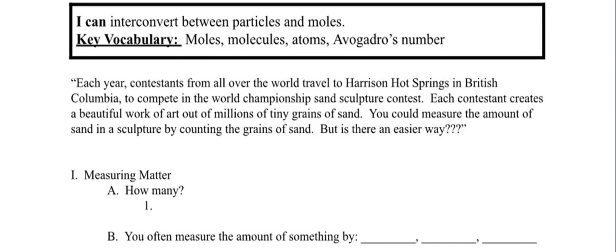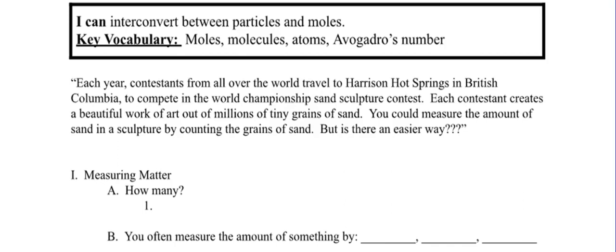We have learned how to factor label. We spent a couple days learning how to factor label, and we're going to continue using factor labeling to help us interconvert between particles and moles, okay? So our vocabulary for this section will be moles, molecules, atoms. You should know what an atom is. We learned about that in chapter 3, like one atom of carbon. And this one called Avogadro, excuse me, number. It's not the vegetable avocado, it's Avogadro.